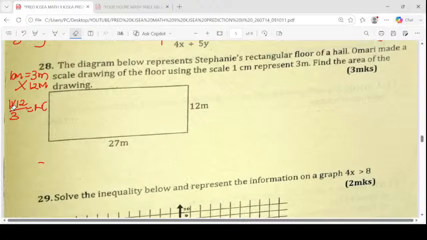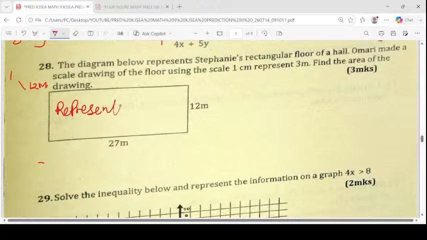So what we are supposed to do in this particular question, because this is just a representation, remember this is just a representation. But now the big question is this: the area is rectangular, but I want to find the area of the drawing. What is the area of this particular drawing? Area, we know that area is given by length times the width.